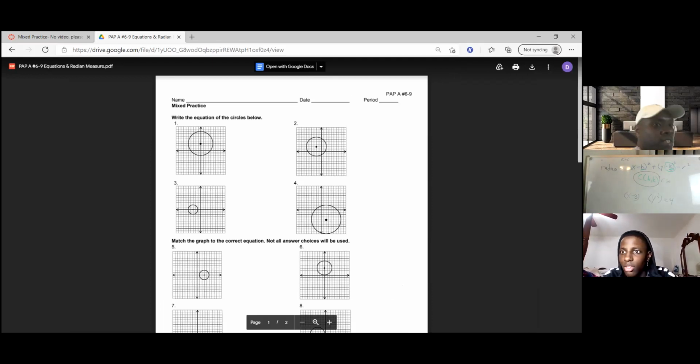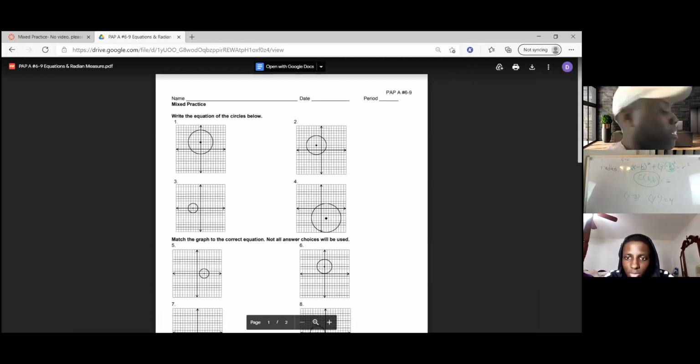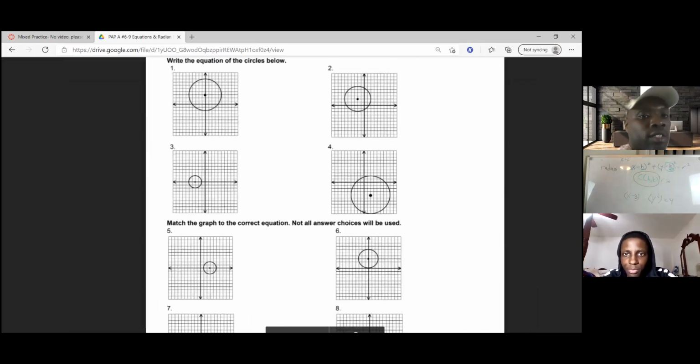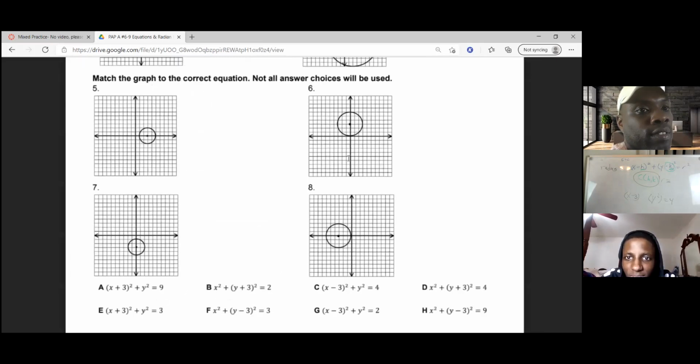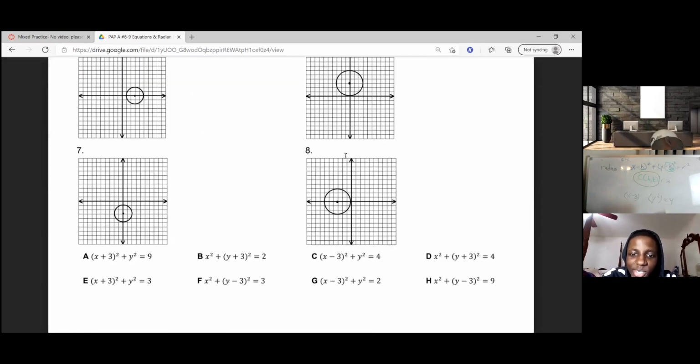5 equals C. All right, now let's do number 6. The X is 0, so X has to be 0. That eliminates A, E, C, and G. It eliminates them 4. So we got B, F, D, and H.